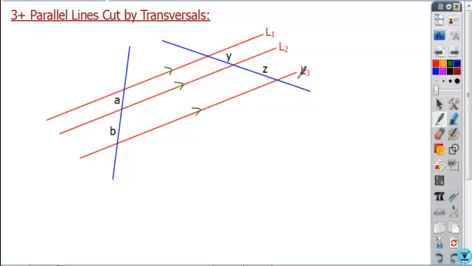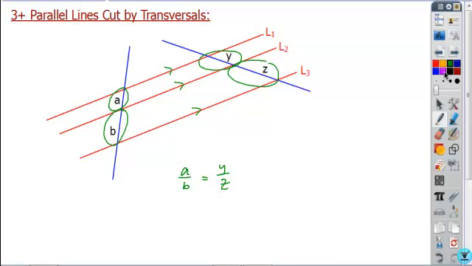Segments of the transversals that are cut off by parallel lines are going to be cut off proportionally. What that means is that the ratio of A to B is going to equal the ratio of Y to Z. The corresponding segments of the transversals that are cut off are going to be cut off proportionally.